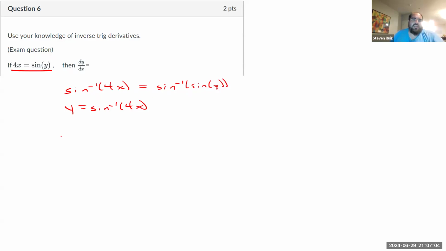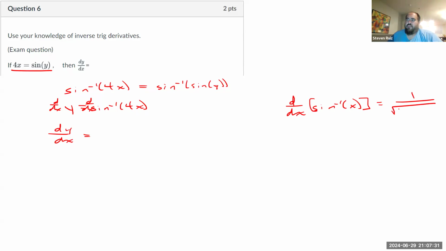Now I don't have to do implicit differentiation. I can differentiate both sides of this equation with respect to x. Then I get dy/dx is equal to whatever the derivative of inverse sine of 4x is. So let's remind ourselves of a fact here. The derivative of inverse sine of x is equal to 1 over the square root of 1 minus x squared.